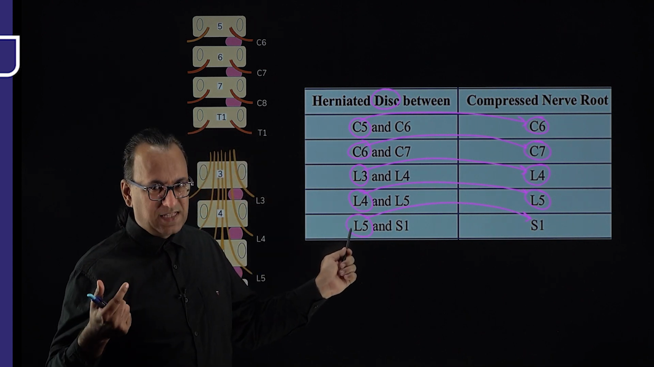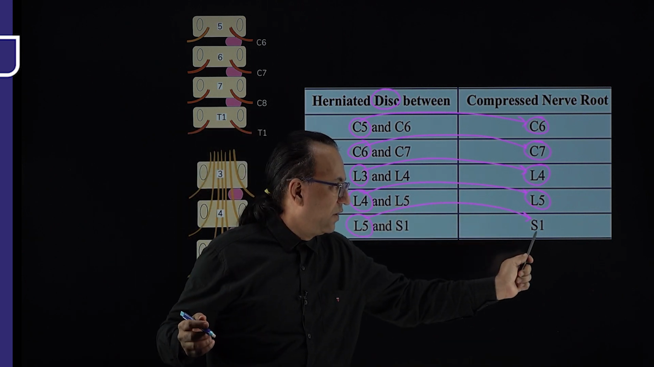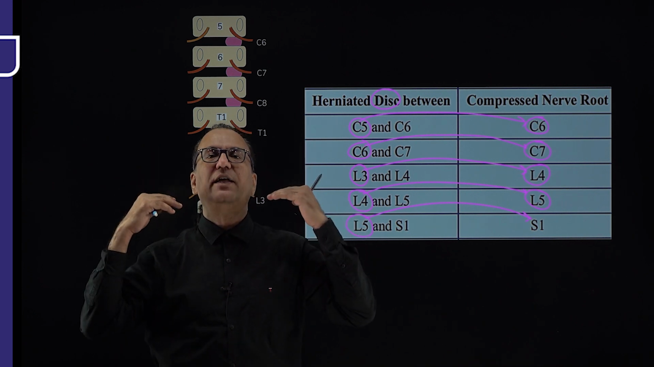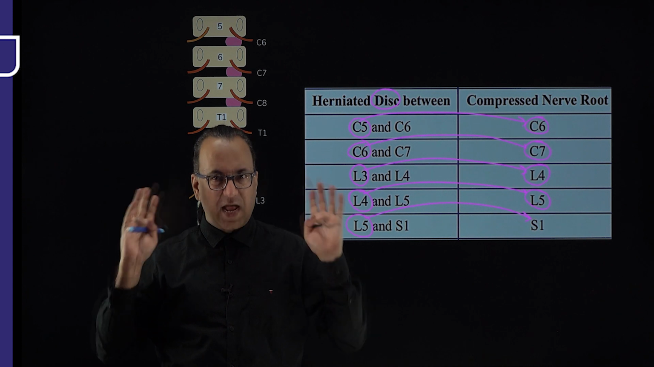L6. But there is no L6 nerve. It means the next nerve. That means the S1 nerve will be involved. So it is a simple trick. Wherever you have a slip disc, maybe cervical region or lumbosacral region, just go to the upper vertebra, add +1. That nerve will be involved.